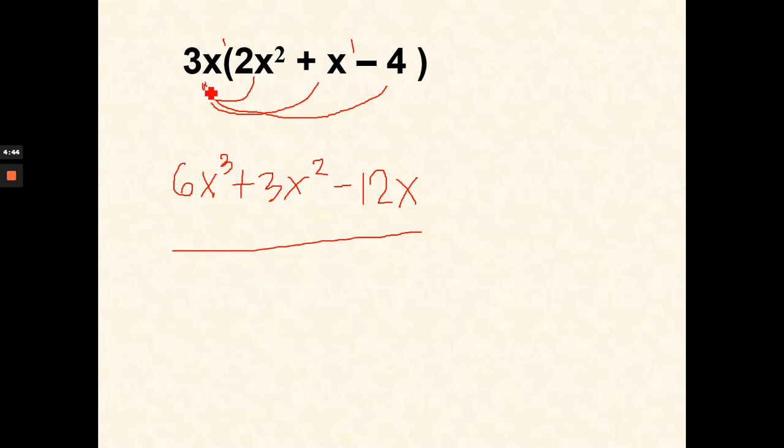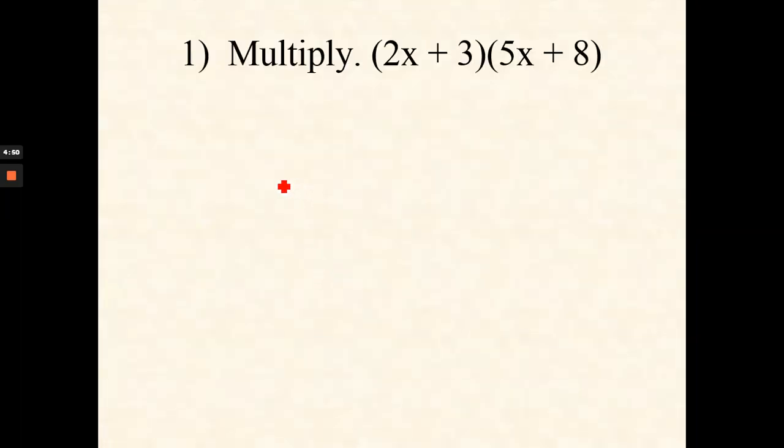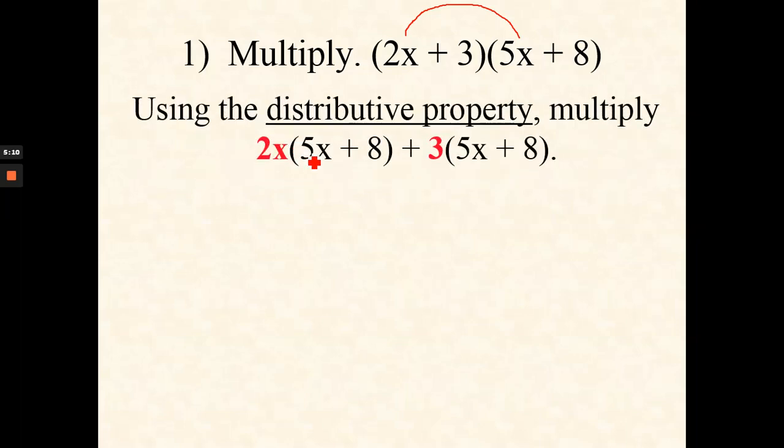Okay? So that is multiplying a monomial by a polynomial. The next one, we're going to multiply 2x plus 3 by the binomial 5x plus 8. Again, we're going to follow the distributive property. You multiply first 2x by 5x plus 8: 2x multiplied by 5x and then 2x times 8. And then the second one, 3 times 5x and then 3 times 8.